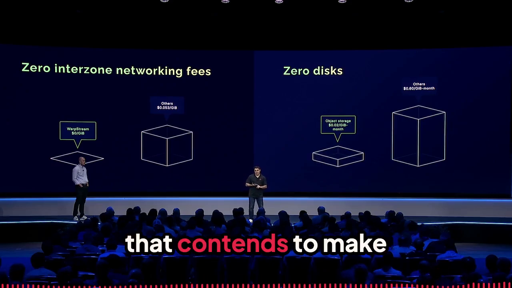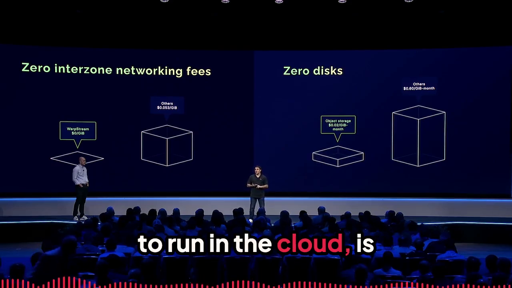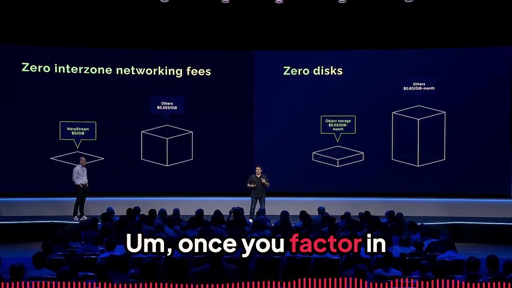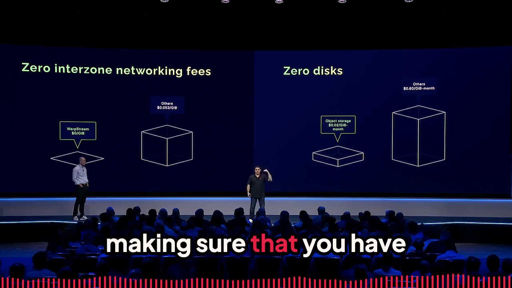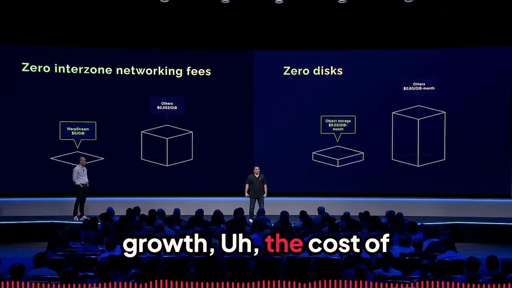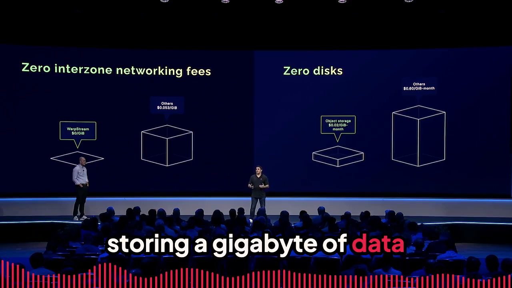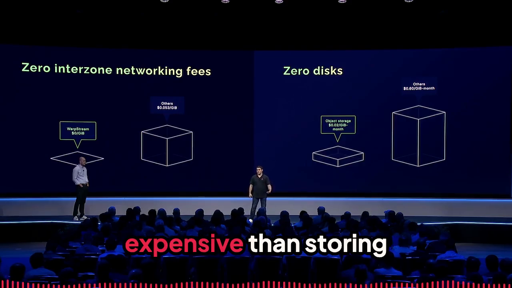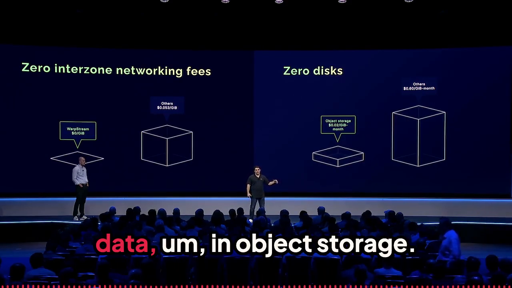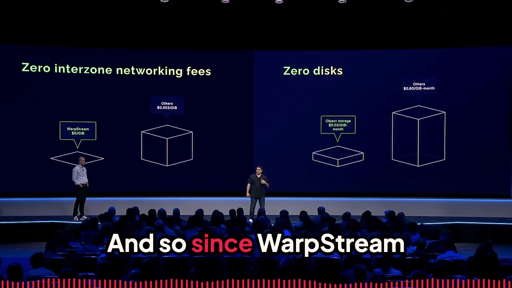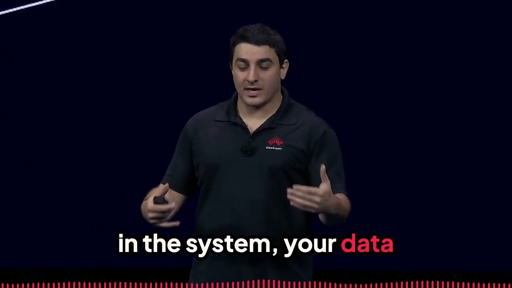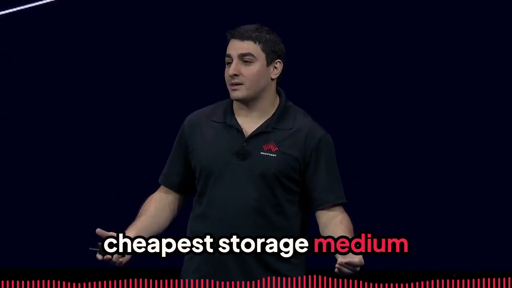The second thing that tends to make Kafka really expensive to run in the cloud is that disks in the cloud are just really expensive. Once you factor in things like replication and making sure that you have enough headroom for growth, the cost of storing a gigabyte of data on a local EBS volume in the cloud after replication is about 25 times more expensive than storing the equivalent amount of data in object storage. And so since WarpStream uses object storage as the primary and only storage in the system, your data is always stored in the cheapest storage medium available in the cloud.